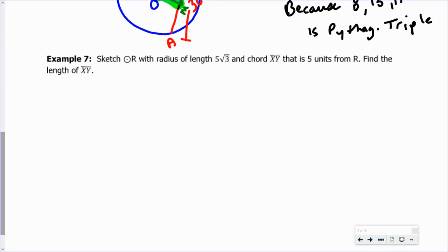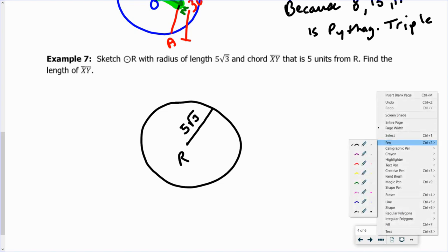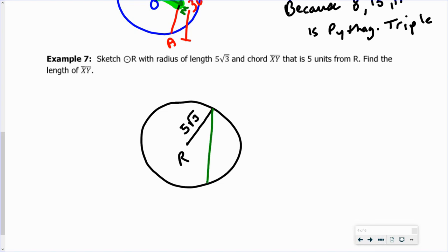All right, the last one. Example 7, we want to sketch circle R. Let's try that again. So circle R. Not as good as the first one. All right, so circle R. And in this case, this one has radius of length 5√3, and chord XY that is 5 units from center R. So I'm going to draw in this chord, and we're going to call the chord XY, because that's what we're told. And in this case, we actually know the distance. So we know this distance here is 5.